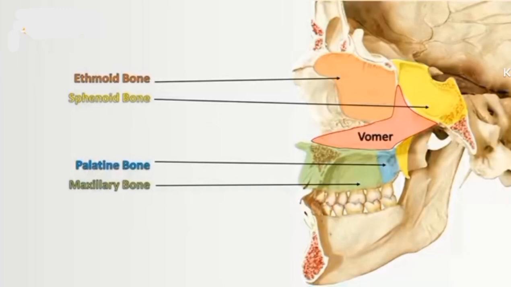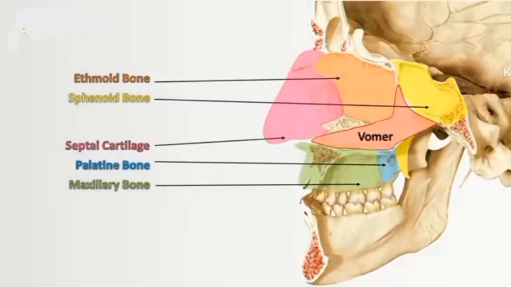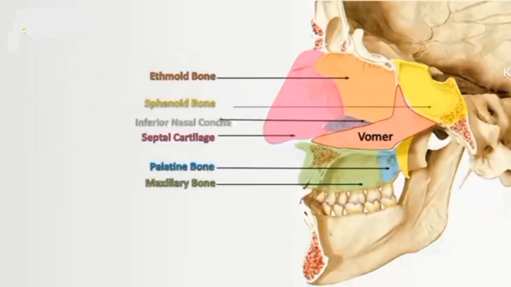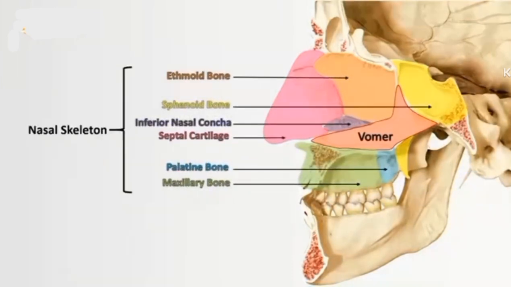On the posterior inferior side, it articulates with the septal cartilage of the nose to make nasal septum, along with the inferior nasal conchae. Hence, along with cartilage, it divides the nasal cavity into 2 parts. Nasal septum along with the nasal cartilage make the whole nasal skeleton that we can see as external nose and internal septum.